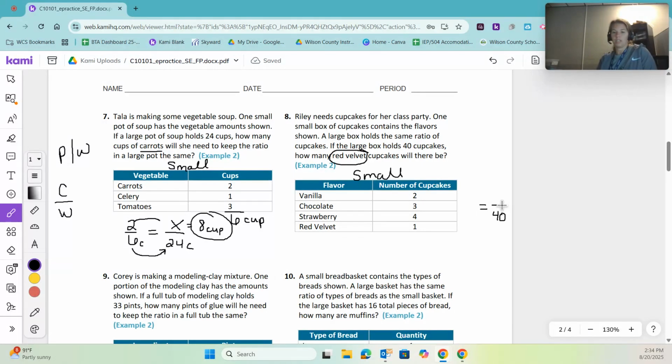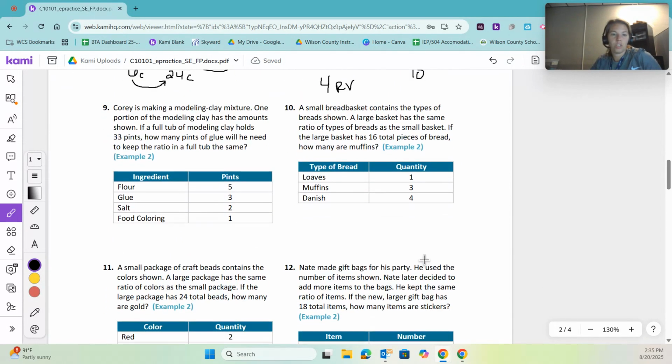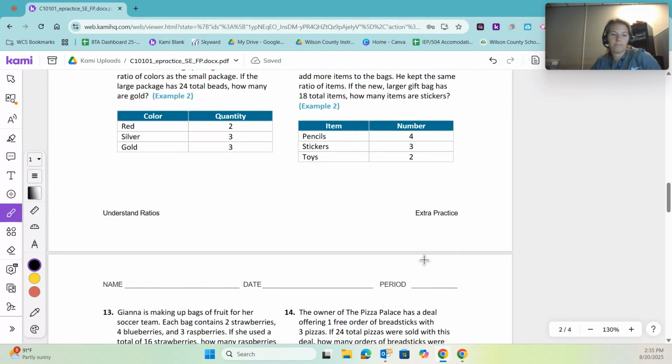So same thing here. We're trying to figure out, for red velvet, there is currently 1 red velvet in the small box, but what is my total? I can get that by adding these. 2 plus 3 is 5, plus 4 is 9, plus 1 is 10 is my total. So 1 out of 10 is red velvet. 10 times 4 is 40. 1 times 4 is 4. So we have 4 red velvet cupcakes in the large box. There are 4 more that you can do like that.